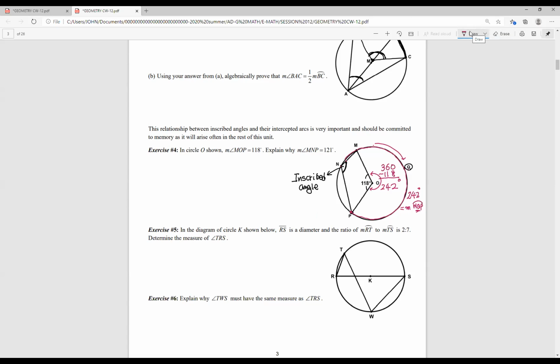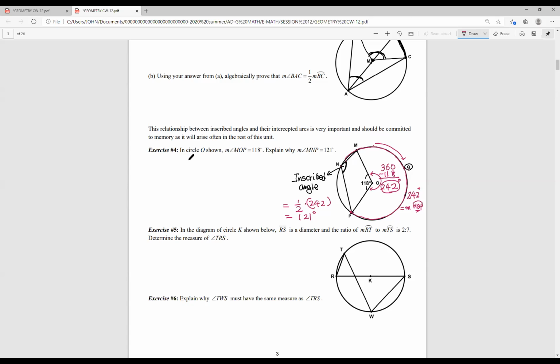So now we focus on how we got the inscribed angle. The inscribed angle equals how much? Half of this central angle, okay? So 1/2 times 242. Okay, how much is that? 121 degrees, isn't it? Is it okay? 121 degrees.